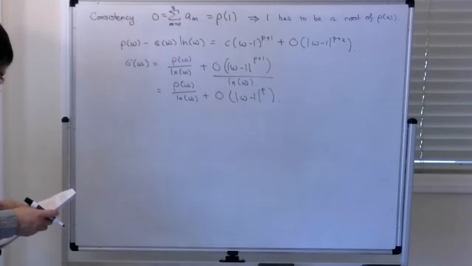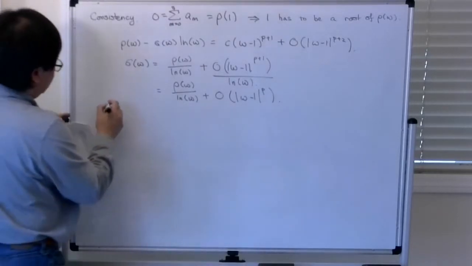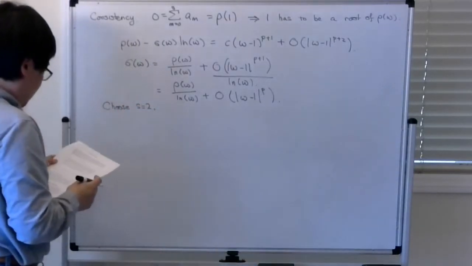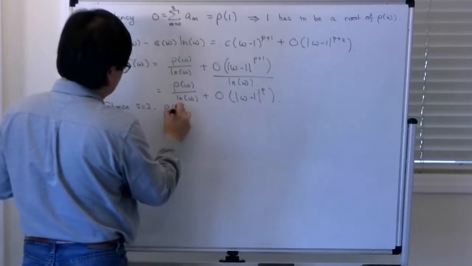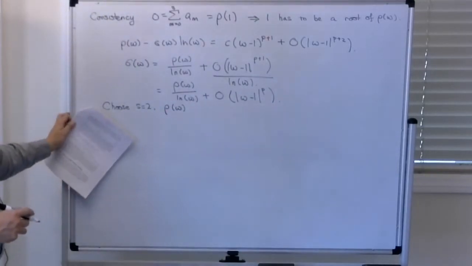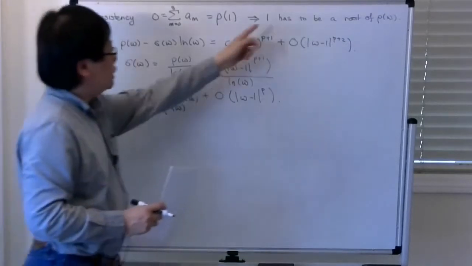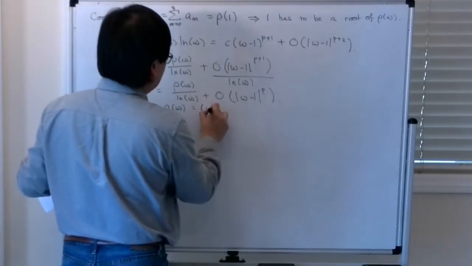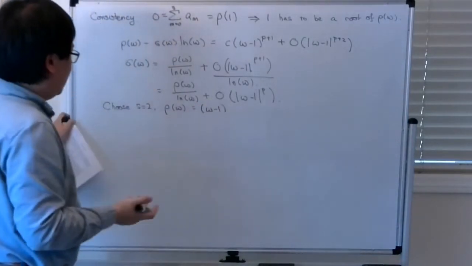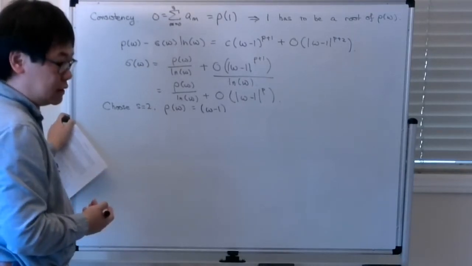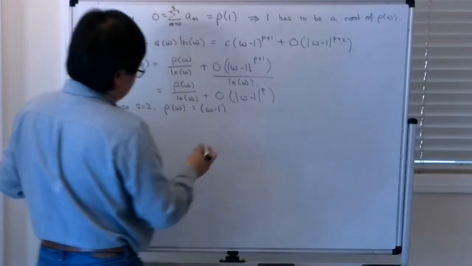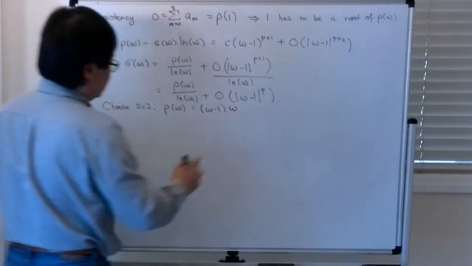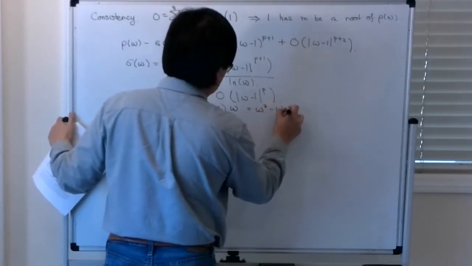So let's try to illustrate this idea. Let's choose s equal to 2, and I'm going to choose a rho of w which is compatible with the root condition. Again, it has to be that 1 is one of the roots. So I put a w minus 1 term here, and because there are two terms, you need that this is at least a quadratic polynomial. So I could imagine having a root at 0. Let's just look at something like this: w minus 1 multiplied into w, which is w squared minus w.